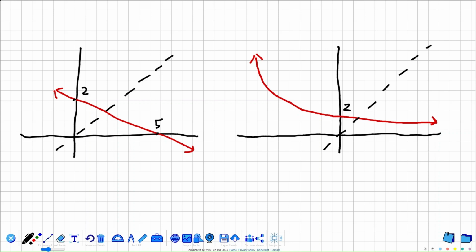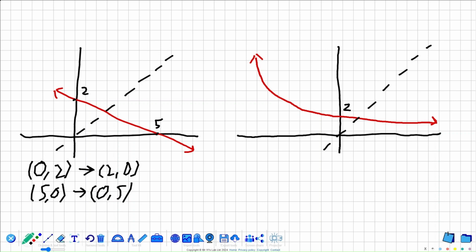And so obviously, as we know from earlier, what's going to happen with the inverse is those points are going to switch. That's because the 0 and 2 point will end up becoming 2 and 0, and the 5 and 0 will obviously end up also becoming a 0 and 5. And so what we can then do is go, okay, so we know we're going to have a point up here, that's a 5, and a point, let's just say about here, that's a 2.